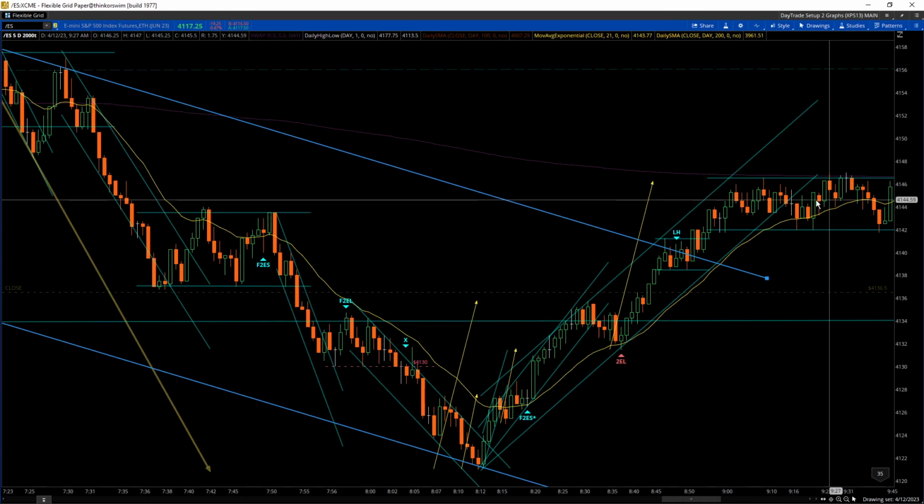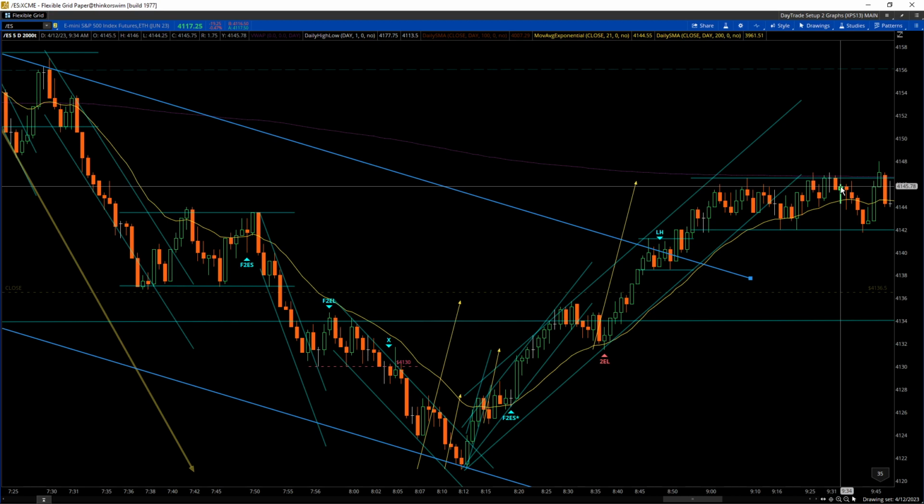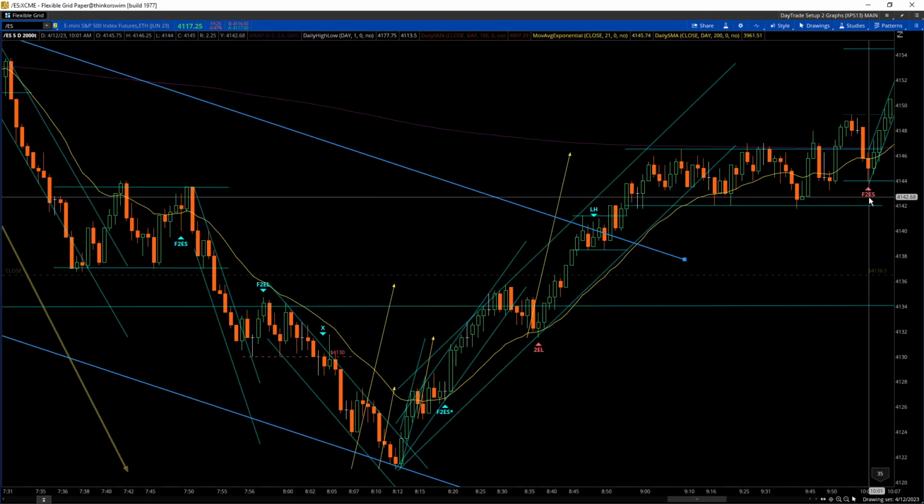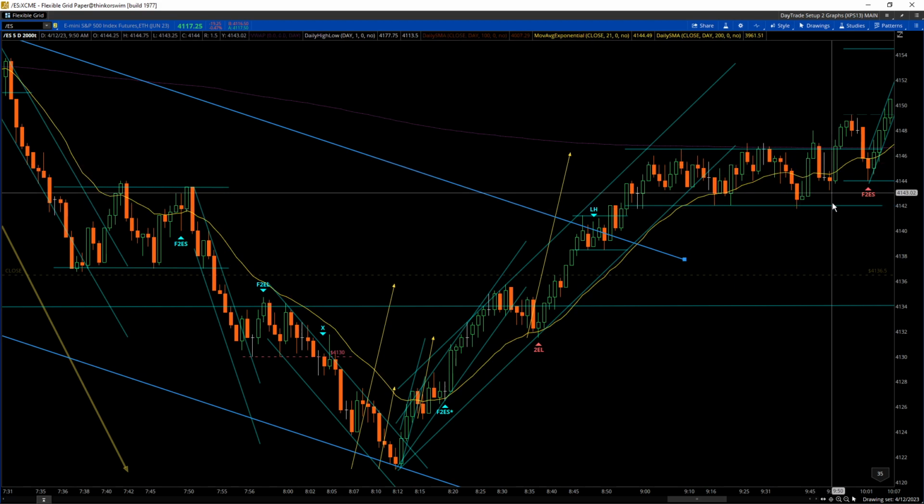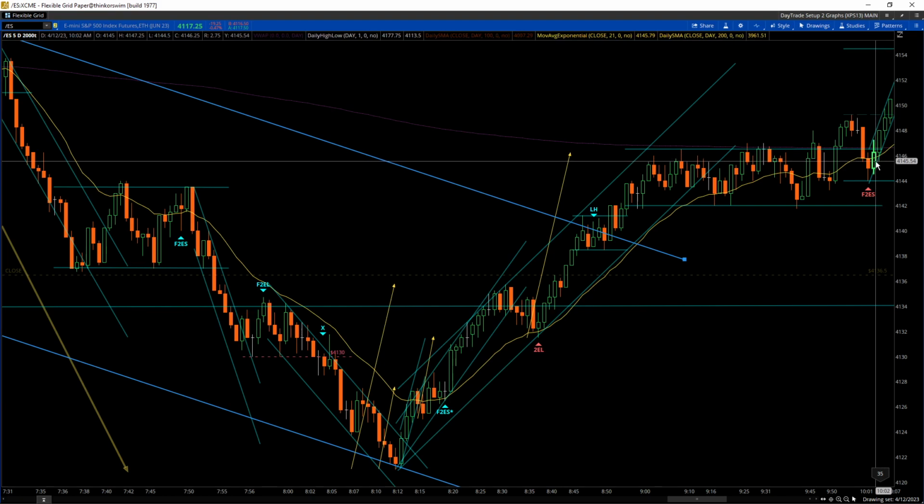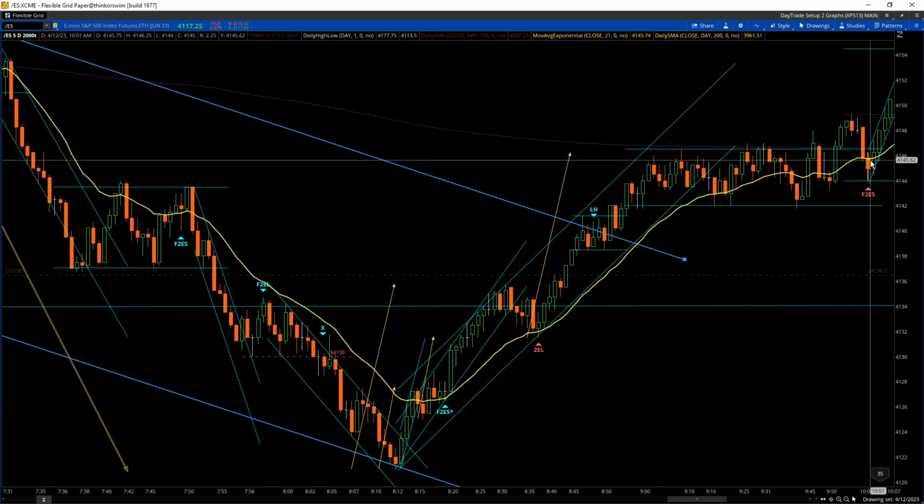I don't see any entries that I like. This consolidation happened for about an hour, from about 9 to 10. But then I do see a failed second entry short here: first new low here, first entry short, second entry short. This failure happens kind of far away though, so I wasn't too keen on it.